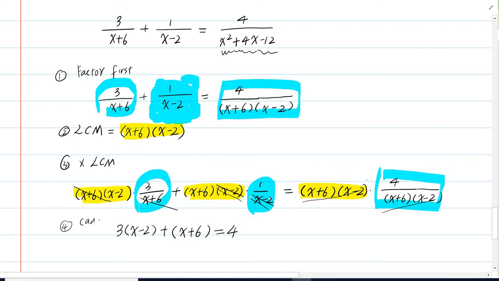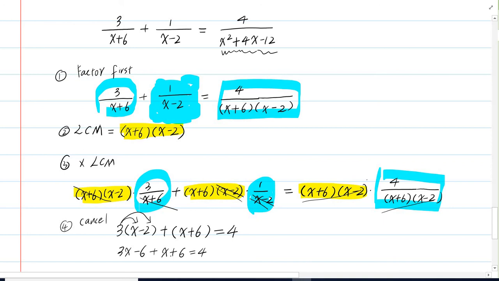Remember, we just said this is a cancel. We'll cancel everything, so we're going to have distribution. That will be 3x minus 6, then plus, there's nothing here, so I'm just going to get rid of the parentheses. x plus 6 equal to 4. We have negative 6 and positive 6, so they're going to be gone and become 0.